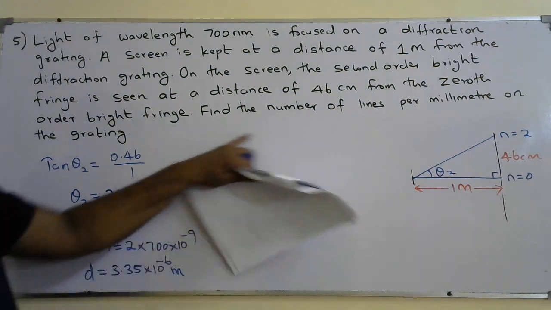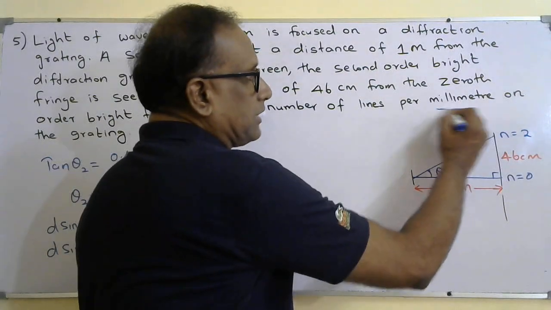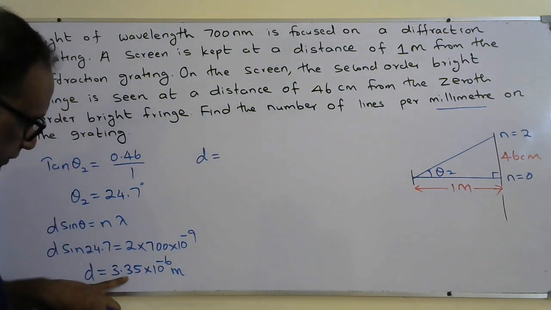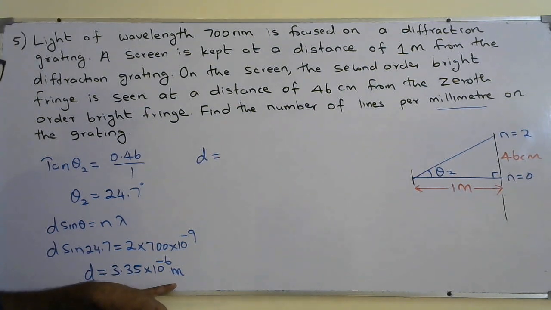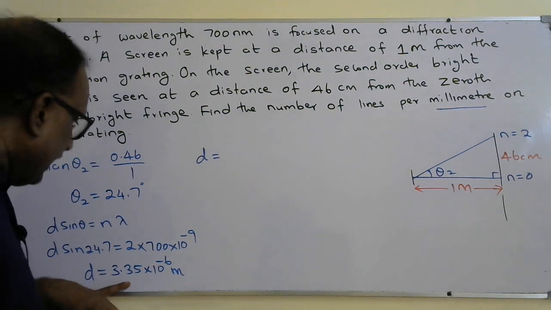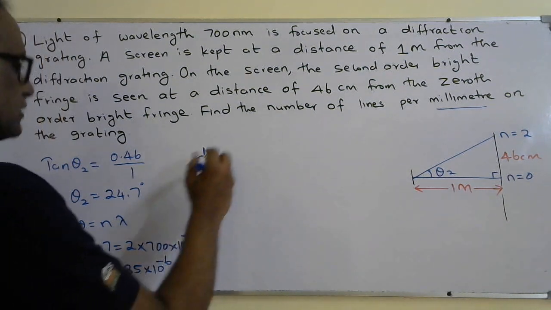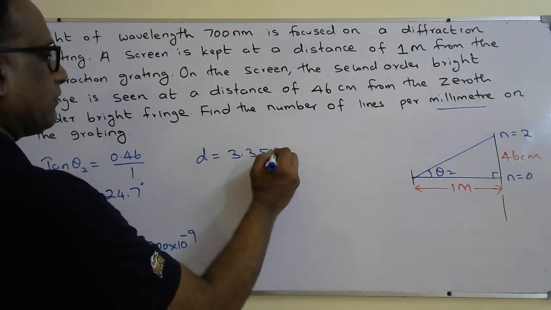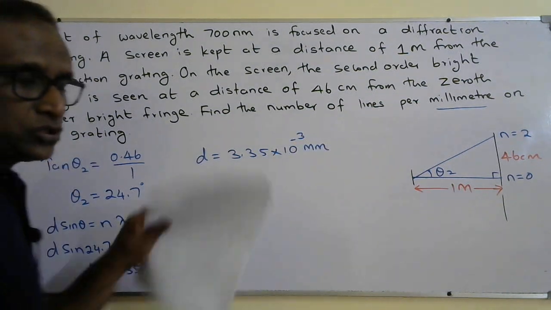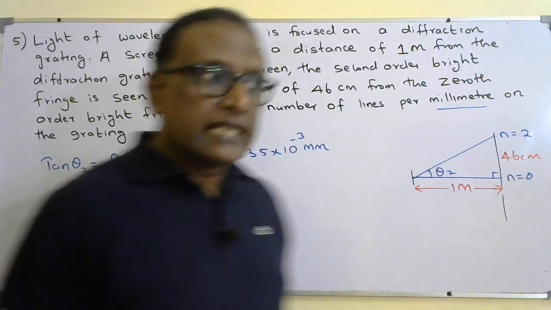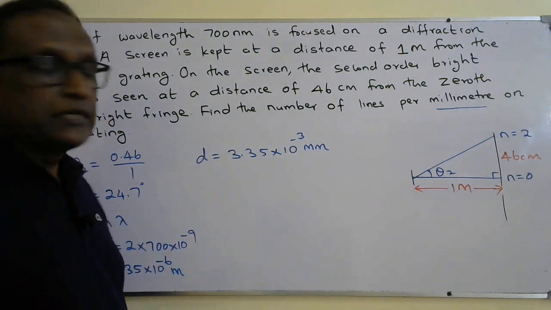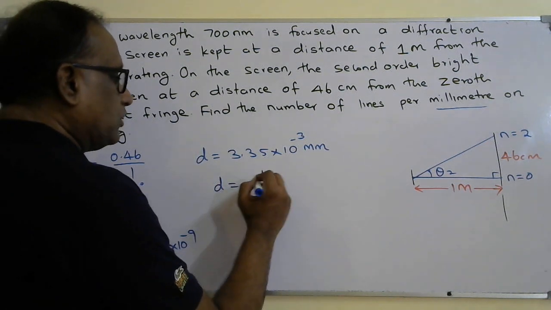The question is to find the number of lines per millimeter. So I got d in meters, 3.35 × 10^-6 meter. That's the distance between the adjacent slits, this many meters. If I convert to millimeters, multiply by 1000, so that's going to be 3.35 × 10^-3 millimeter. I told that in the theory when I started, the relationship between the distance between the adjacent slits and the number of slits per millimeter, d is equal to 1 over n.